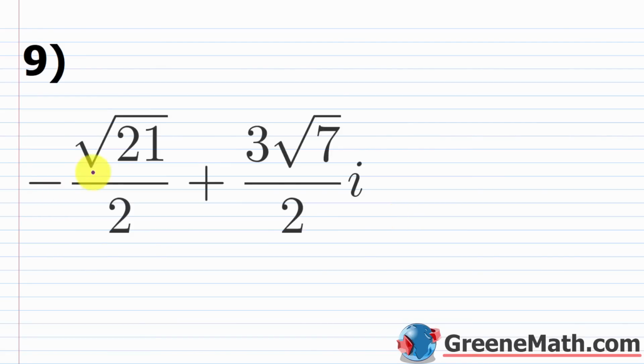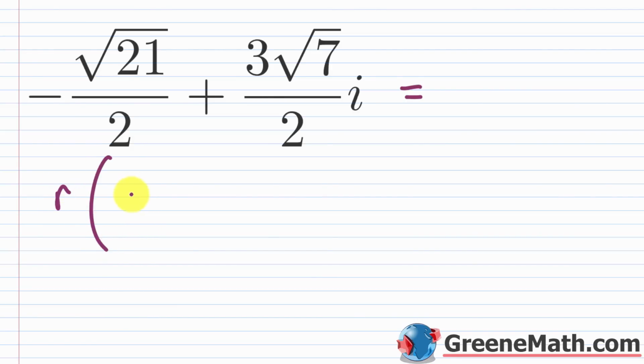All right, let's take a look at problem 9. Here we have negative square root of 21 over 2 plus 3 times square root of 7 over 2 times I. Let's say this is equal to R times, inside parentheses, the cosine of theta plus I times the sine of theta.